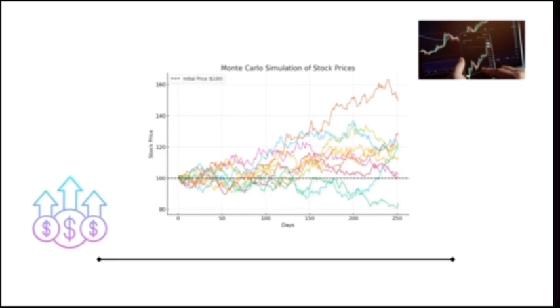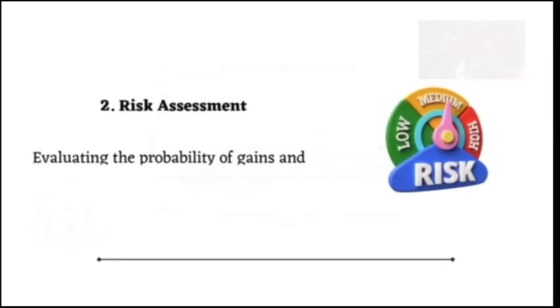The graph here represents different possible stock price movements based on thousands of Monte Carlo trials. Each line represents a possible path the stock price could take, showing the range of possible outcomes. Investors can use this information to set realistic expectations and create strategies.